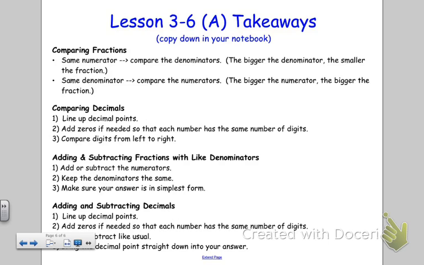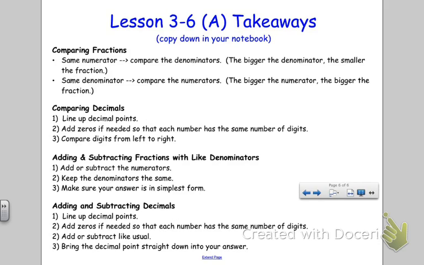Alright, we've got a lot of takeaways here. So remember, when you're comparing fractions, if you have the same numerator, all you have to do is compare the denominators. Just remember, the bigger the denominator, the smaller the fraction. However, if you have the same denominator, you can compare the numerators. And the bigger the numerator, the bigger the fraction. So, two different rules there.